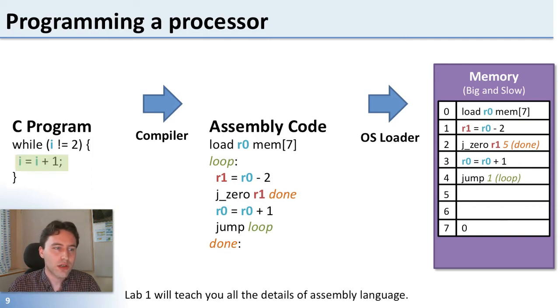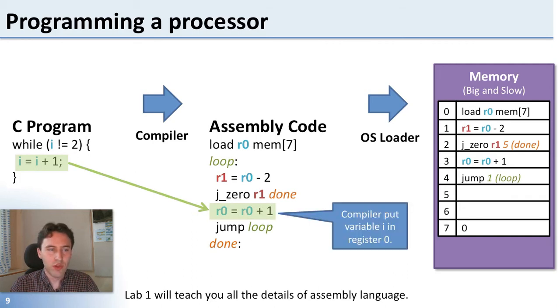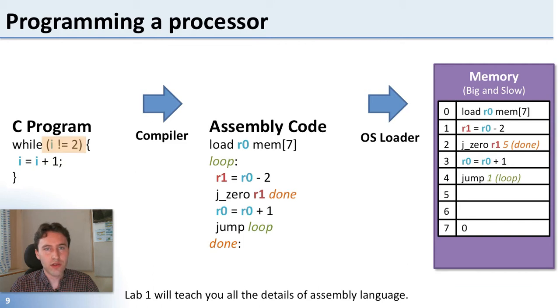Let's take a look at a few of the details of this assembly code. So here's an instruction in our C program, I equals I plus 1. Let's see what that translates into assembly language. It translates into this here, R0 equals R0 plus 1. The compiler has put the variable I from our C program into the register 0, and here it is adding to that register.